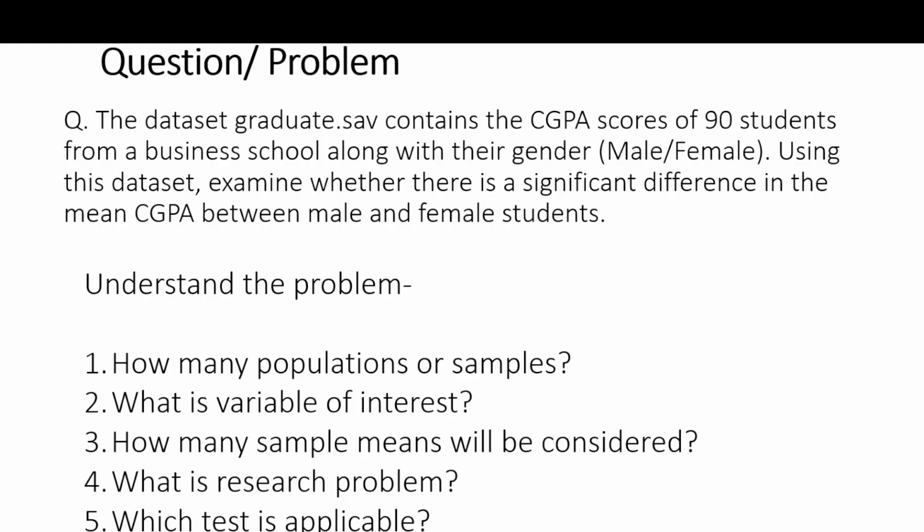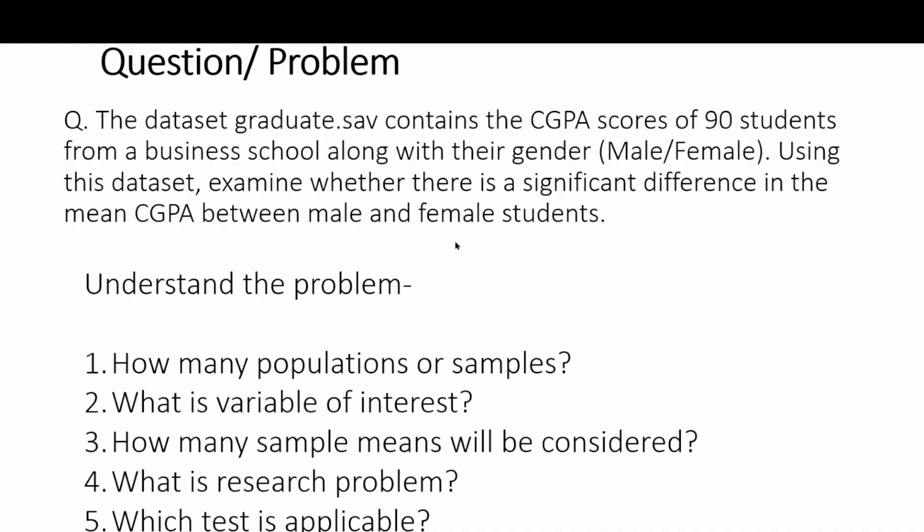How many populations are given in this case, or how many samples are given in this case? So it is clearly revealed that two samples are there, male students and female students. What is the variable of interest? The variable of interest is CGPA score. The sample size is 90. So when there are two populations given in the problem statement, then you are required to use independent sample t-test. How many sample means will be considered? So two sample means will be considered. The first from male students and second from female students. What is the research problem? The research problem is that we are required to check whether there is a significant difference in mean CGPA between male and female students and which test is applicable.